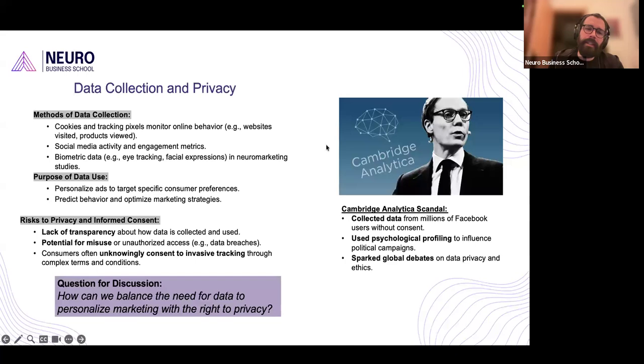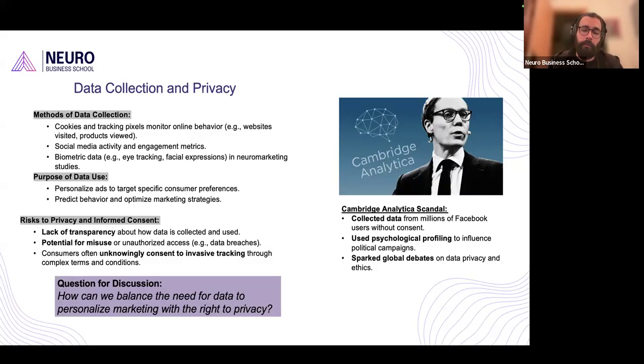Well, about data collection and privacy. Before, I was talking with you about big data and how data is so important to us, but data is also something problematic, something conflictive, because data implies privacy. We have so many methods of data collection: cookies and tracking, for example, pixels on the monitor, online behavior, social media activity, biometric data, so many things. Okay, I already mentioned some of them. Purpose of the data? Well, personalize the ads to target specific consumers, but also predict behavior. That's something that I mentioned just before.